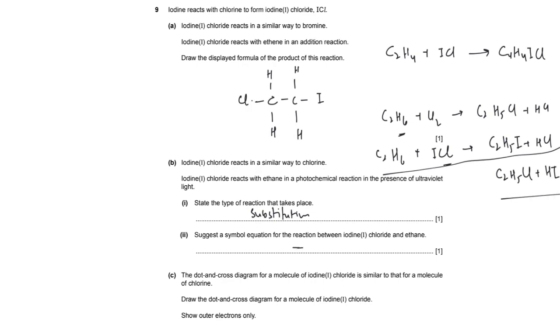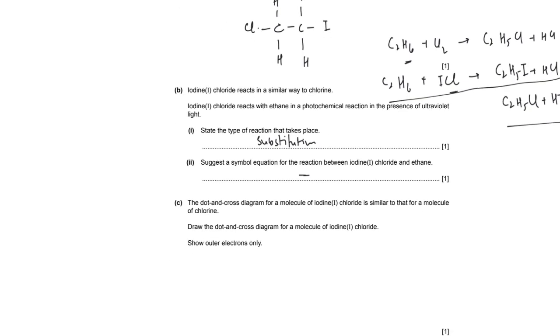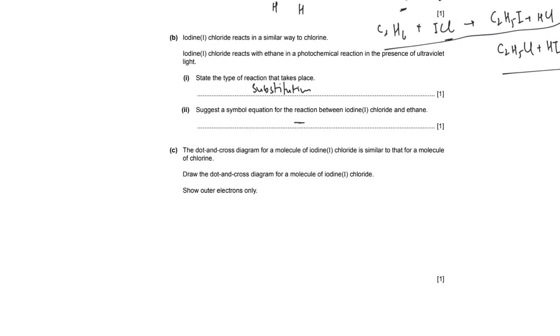Now you need to draw the dot and cross diagram of iodine chloride. It's pretty much the same as chlorine because they both belong to group 7. So both of them are going to share 1 electron each, and the remaining 6 electrons are going to remain unbonded for both iodine and chlorine.